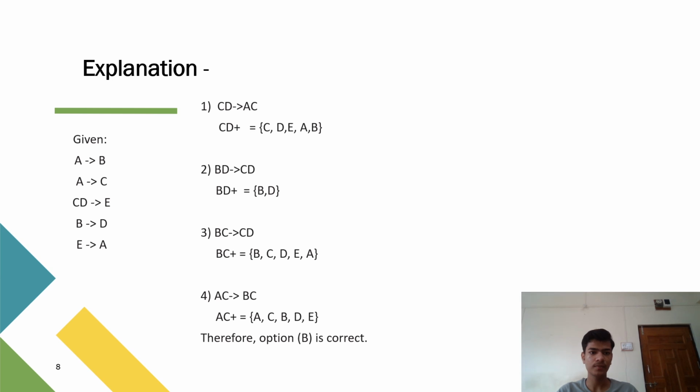Now talking about the solution, we are given the dependencies. Now for CD implies AC, the closure will be CDEAB, in which every element is coming. So option A is not the correct answer. Now talking about BD implies CD, as we can see, it does not have C in it. So option B is the correct answer.